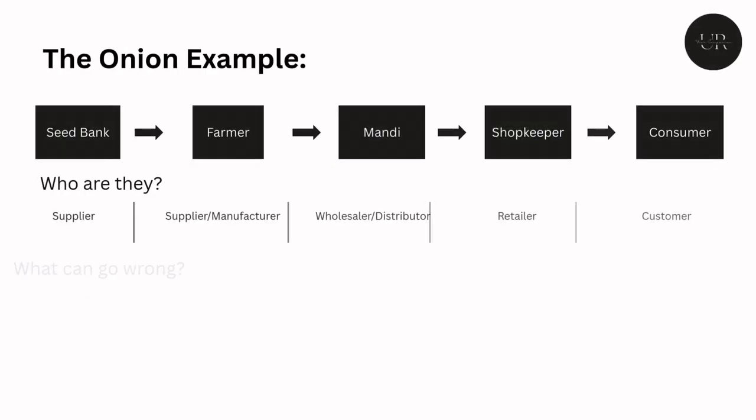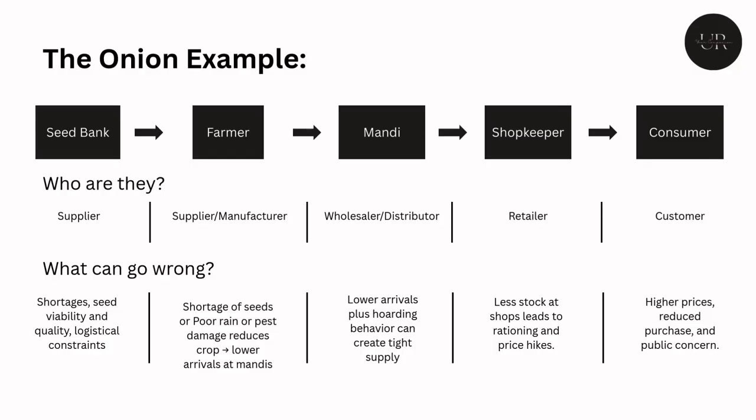Here's a typical chain and what can go wrong within the onion supply chain. So here are the 5 stages of the onion supply chain. First is the seed bank, which is the supplier; the farmer, who can at times be supplier as well as the manufacturer; the mandi, who is the wholesaler or distributor; the shopkeeper, who is the retailer; and the customer, who is like us. But what can go wrong at each stage?